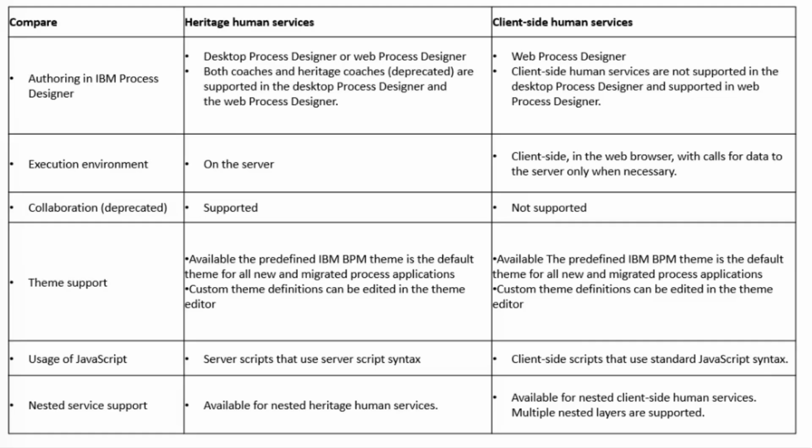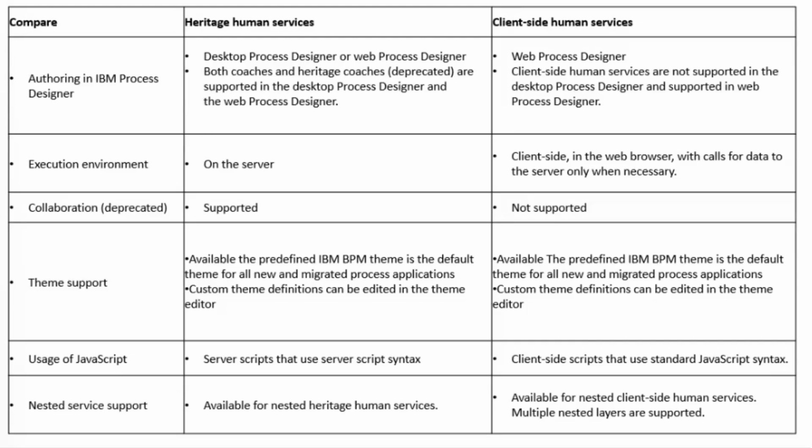Heritage human services refers to the old way of integrating human tasks with BPM, that is the old BPM UI. But client-side human services were introduced in the newer version of IBM BPM, which aims to streamline and improve the user experience. Here are some of the major differences you can see on the screen.